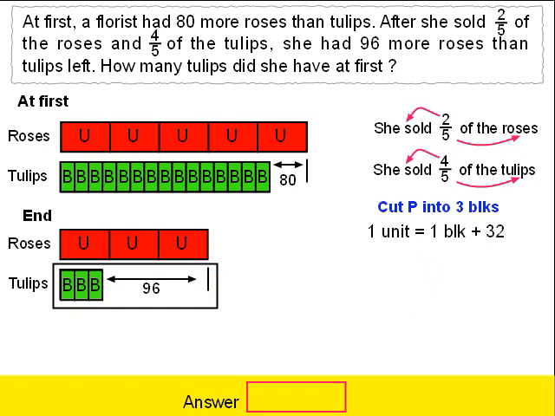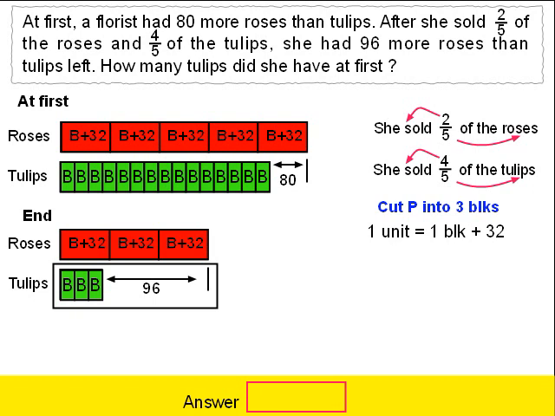As we do that, now by comparing the models again, straight away we know that 1 unit is equal to 1 block plus 32. Alright, 32 comes from 96 divided by 3. Alright, so we are going to substitute all the units by 1 block plus 32. We do that. So now tulips at first would have 15 blocks, and that for roses will be a block plus 32 times 5, because 1 unit is equal to a block plus 32 as calculated.